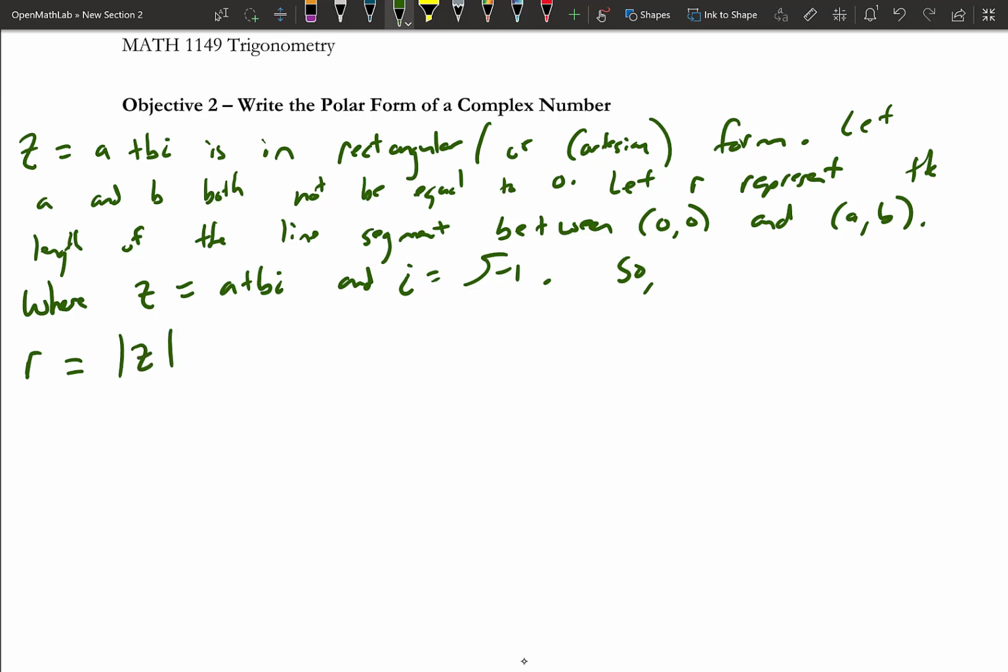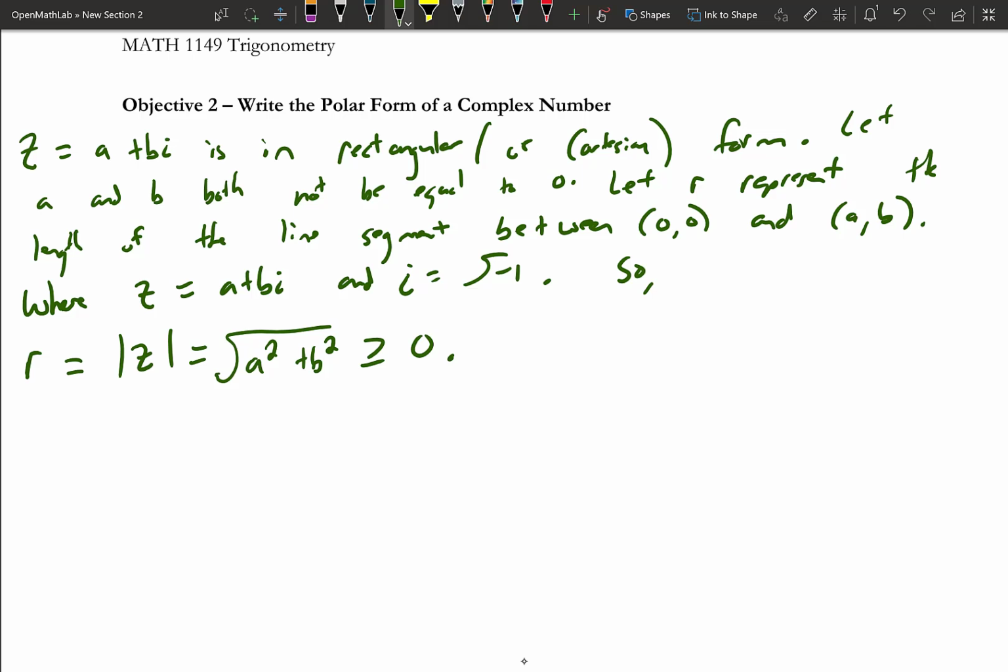Because pictorially, we're saying r is the distance between the origin and (a, b), and we just talked about that, what that means geometrically. So r is just going to be equal to the modulus of z, which is equal to the square root of a squared plus b squared. And this is going to be greater than or equal to 0, right? Because it's like a distance, right? So we have that.